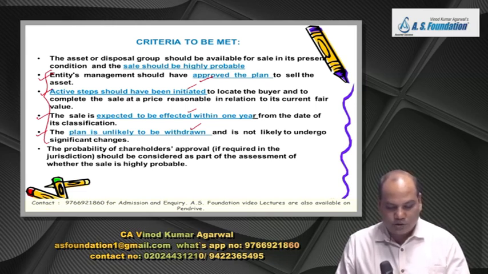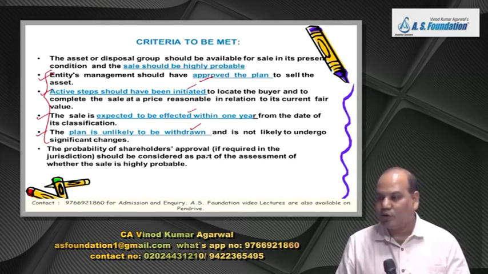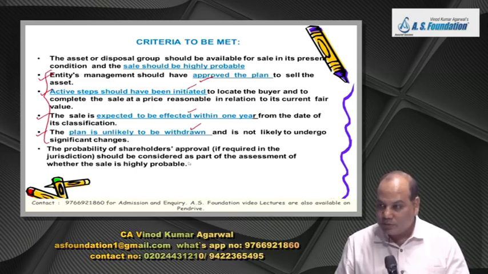But in some jurisdictions, in order to sell some asset or a disposal group, you may require the shareholders' approval also. So in that case, condition number 5 will also apply. The probability of shareholders' approval, if required in the jurisdiction, should be considered as a part of the assessment of whether the sale is highly probable. That means if you think that the shareholders are easily going to approve the proposal, then it is highly probable. But if you think shareholders' approval is not easy to come, then it is not highly probable.